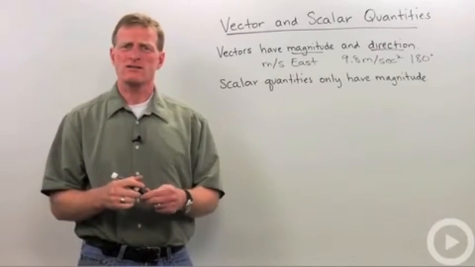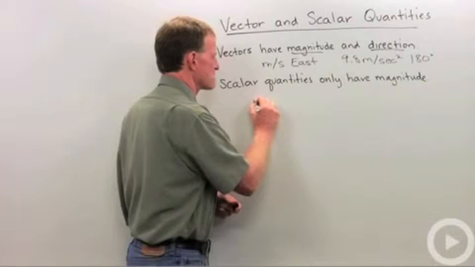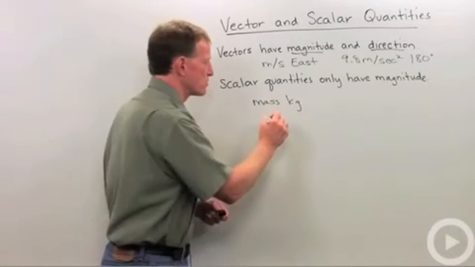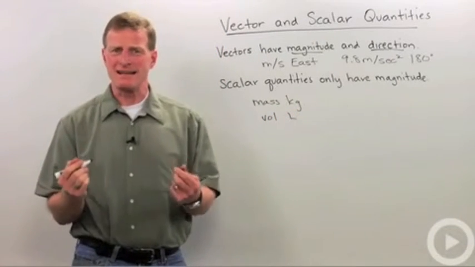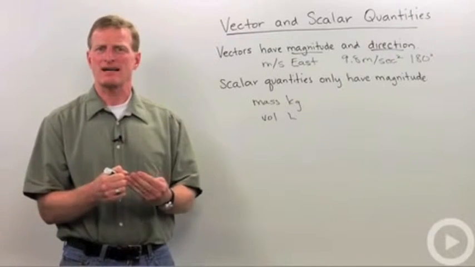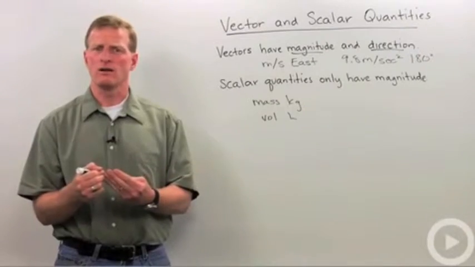Scalar quantities are things that just have a magnitude or an amount. So something like a mass in kilograms, or a volume in liters, or other quantities like that, densities and so forth. So these are units that don't have a direction, but they do have a magnitude or an amount. And that's the difference between a vector and a scalar quantity.